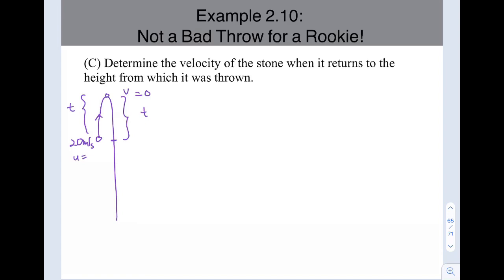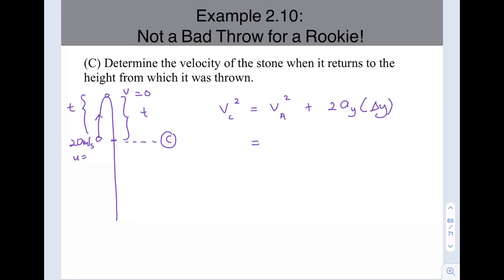Now we need to determine the velocity of the stone when it returns to the height from which it was thrown. So this position now, we put it as position C. We are going to use V final squared equals V initial squared plus 2a along Y. V final here is V at point C, V initial here is V at point A. The S is delta Y.